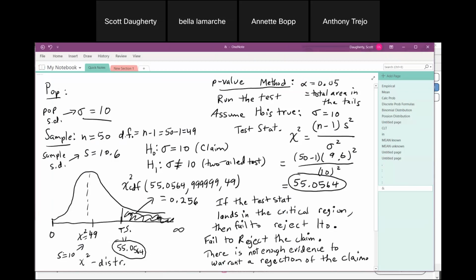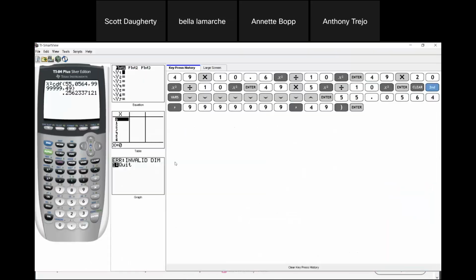So we found the area in the right tail. If you double this, that'll be the p-value. I'm just going to multiply this by 2. And so our p-value is about 0.512, to round it off.